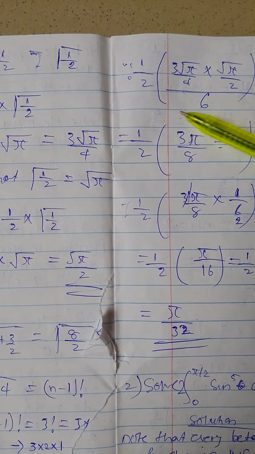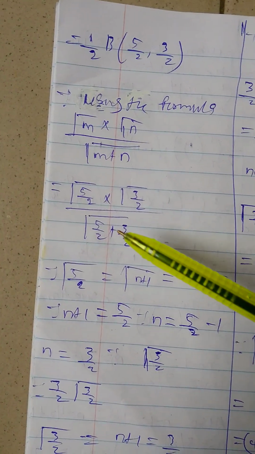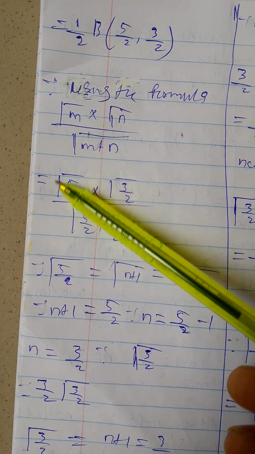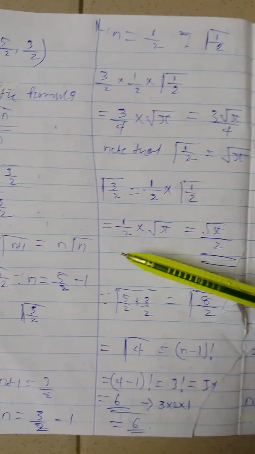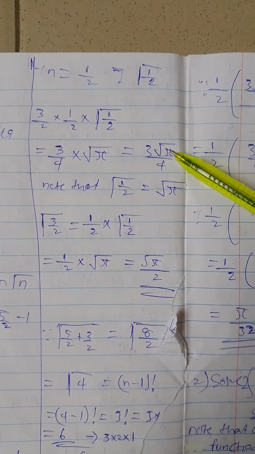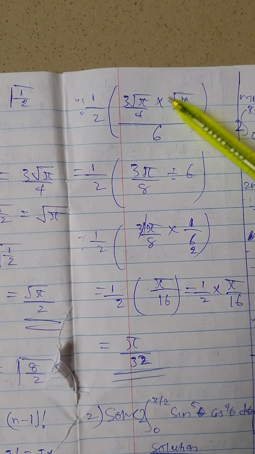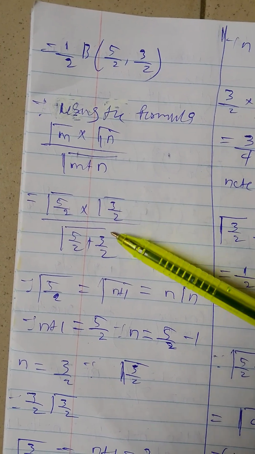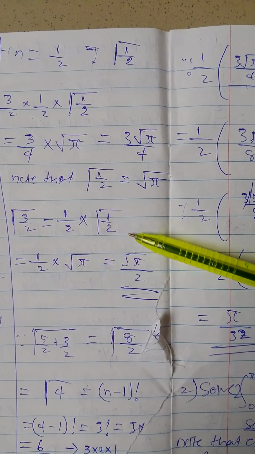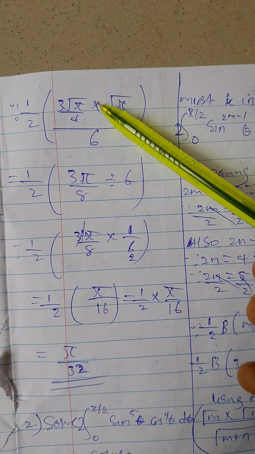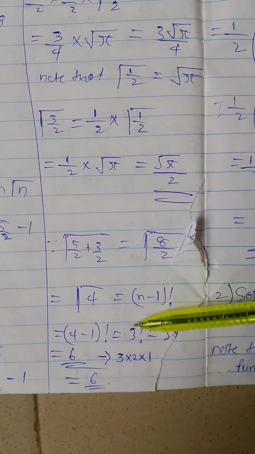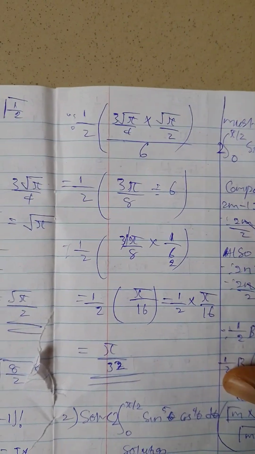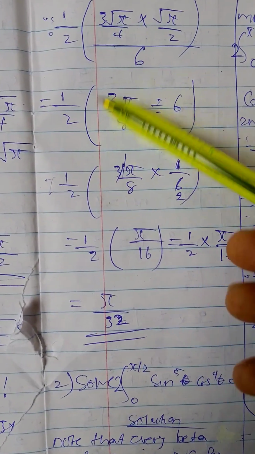That becomes 1 over 2 bracket, 1 over 2 bracket, 1 over 2 bracket. Now my answer for gamma 5 over 2 was 3 square root of pi over 4, times my answer for gamma 3 over 2, which was square root of pi over 2, all over my gamma for this, which was 6. Now therefore that becomes 1 over 2 brackets.